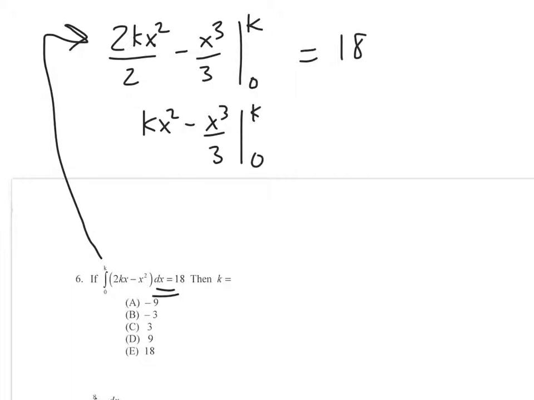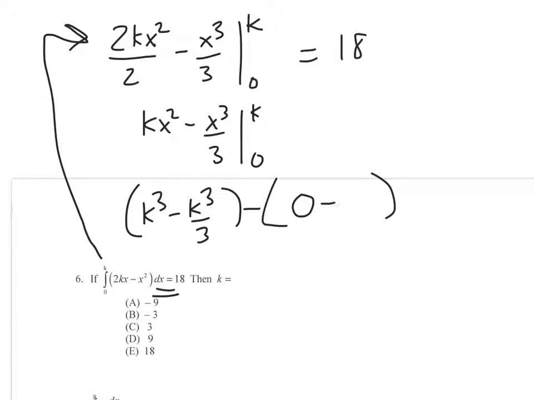And so you're going to put k in there first, so think about these big parentheses here. You're going to put k in there for the x, so get k cubed minus k cubed over 3. Now you put 0 in there for the x. You get 0 minus 0. And so you end up with k cubed minus k cubed over 3 equal to 18. And if you solve that, you should end up with an answer of 3.